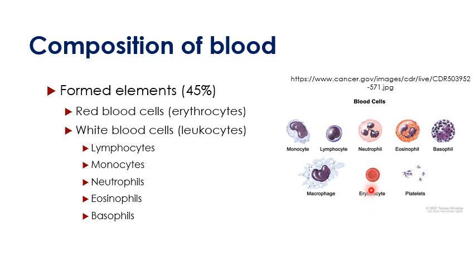Then you have your white blood cells, these different types of white blood cells. White blood cells are known as leukocytes. And you have the lymphocyte, the monocyte, the neutrophil, the eosinophil, and the basophil. And then lastly, you have your platelets. So these are what your platelets will look like. So we're going to take a look at these different types of blood cells in more detail.